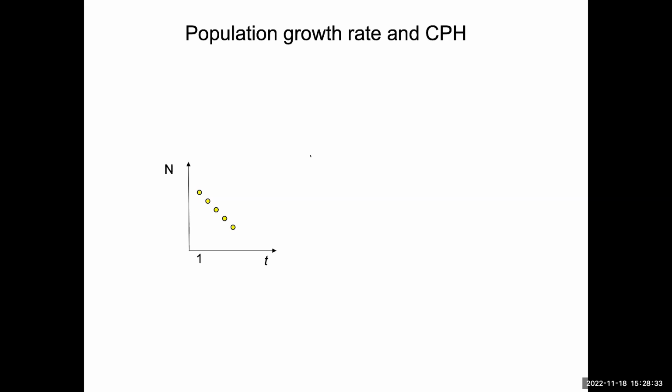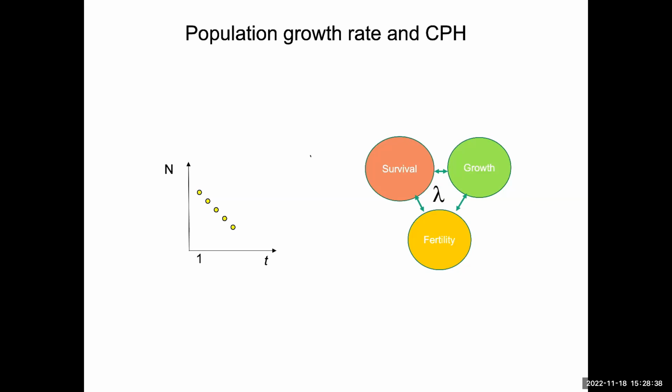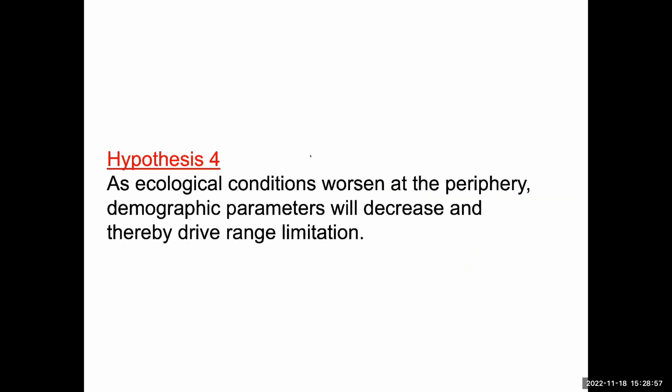So in this part, I propose to use population growth rate, which is a more reliable metric to understand if the population will increase or decrease, and tells us about the health of the population in general. Population growth rate also takes into account life history trade-offs, so it's a very good metric to understand range limitation. Here I predict that as ecological conditions worsen at the periphery, demographic parameters will decrease and thereby drive range limitation.